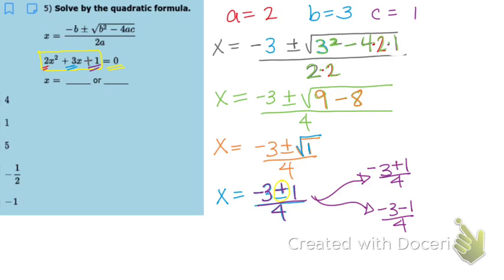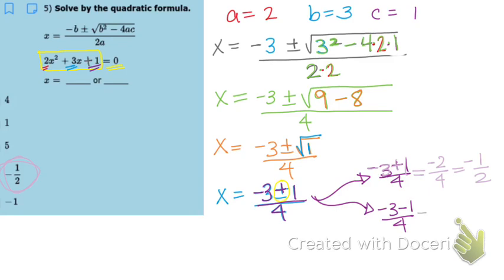So negative 3 plus 1 is negative 2. So it's negative 2 over 4. And negative 2 over 4, if you simplify 2/4, that's the same as 1/2. So this is negative 1/2. So that's one of the answers over here.